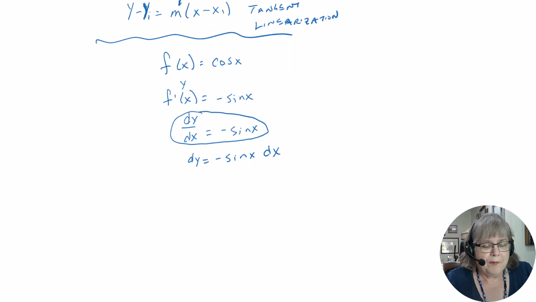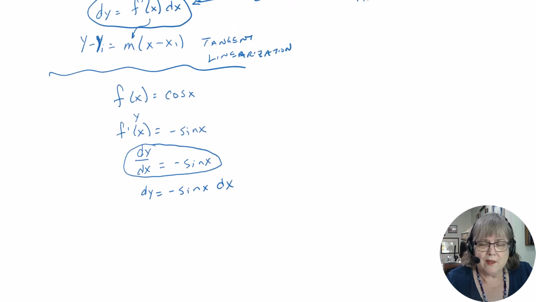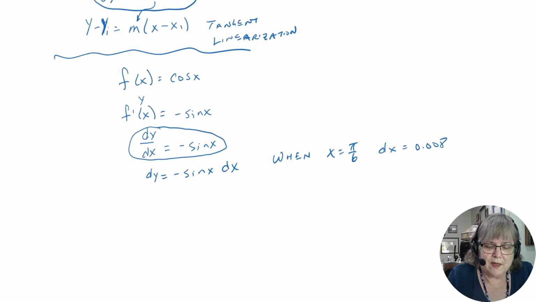All right. Now, what happens if they want you to find the differential for an occurrence when x is equal to pi over 6 and dx is equal to 0.008? So what you would say is the differential is minus sine of pi over 6 times 0.008.